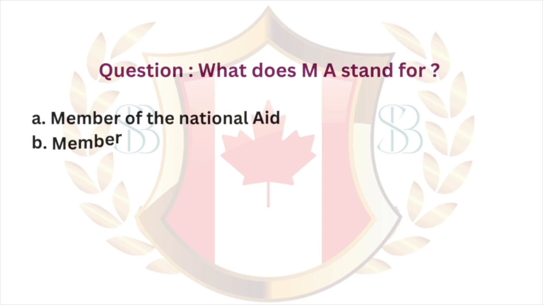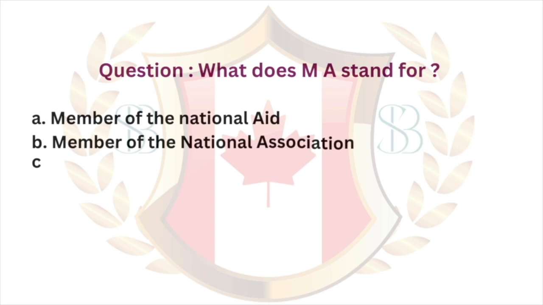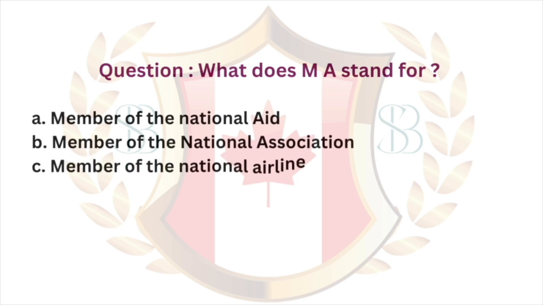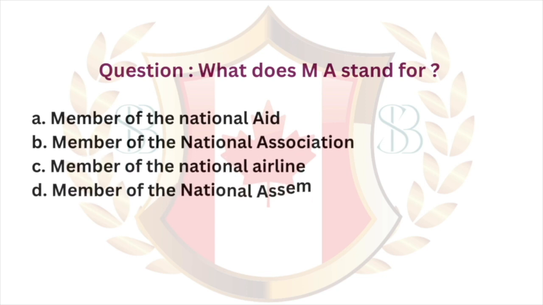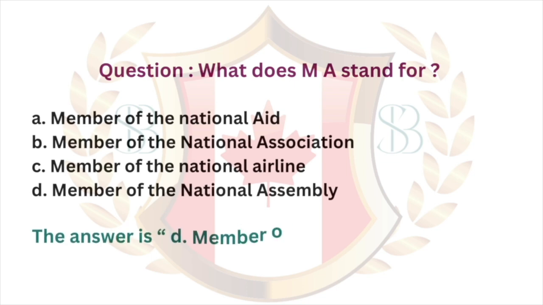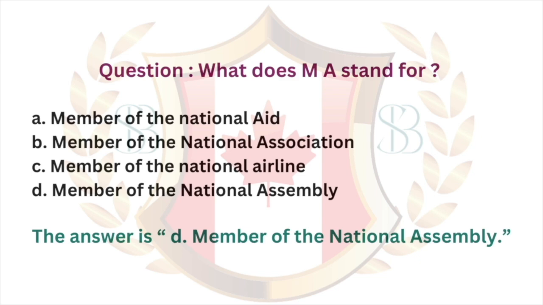Question: What does MNA stand for? A, Member of the National Aid. B, Member of the National Association. C, Member of the National Airline. D, Member of the National Assembly. The answer is D, Member of the National Assembly.